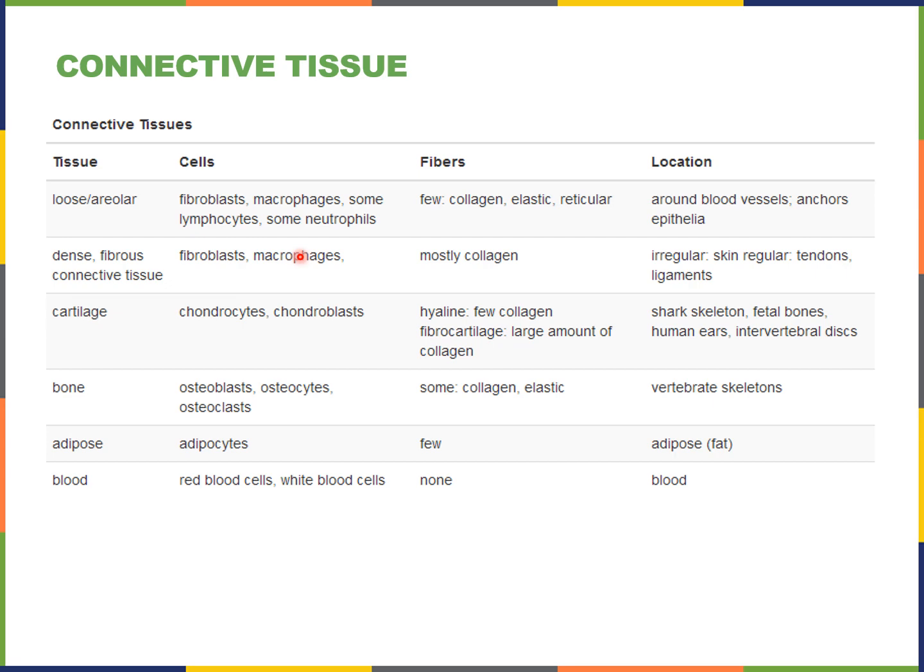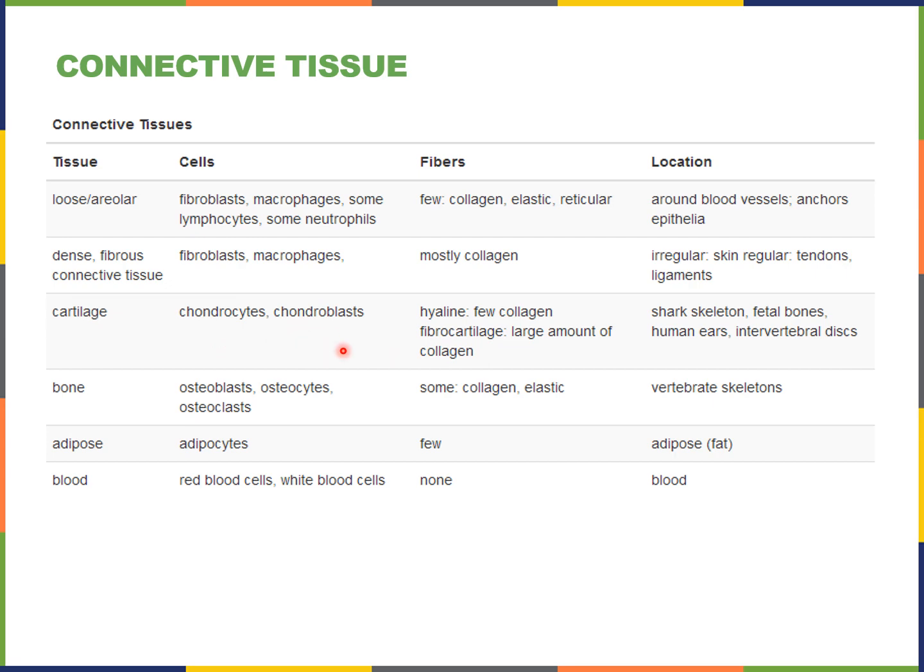And then fibroblasts are just other cells that are basically contributing to the formation of connective tissue. So they're just adding collagen proteins or whatever it might be to help create this connective tissue. Cartilage, chondrocytes, chondroblasts.